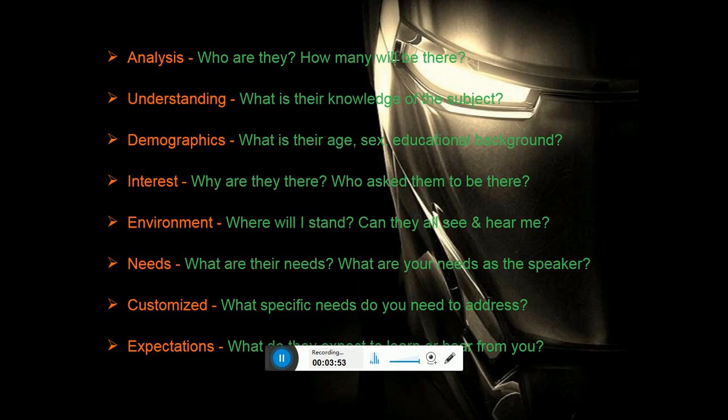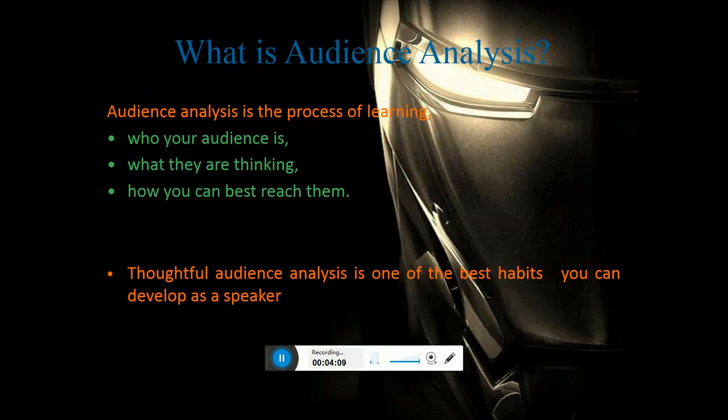Customized: what specific needs do you need to address? So customized here means specific needs. You are focusing on specific needs. Then is expectation. What do they expect from you? Why are they here? What do they want to learn from you?